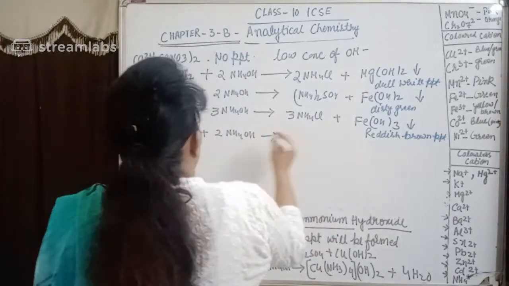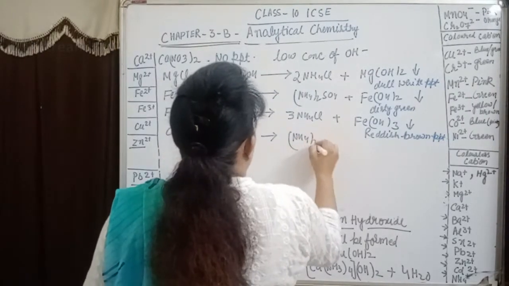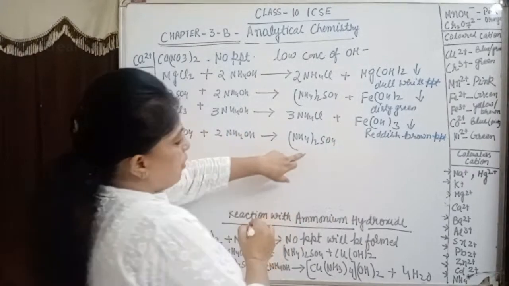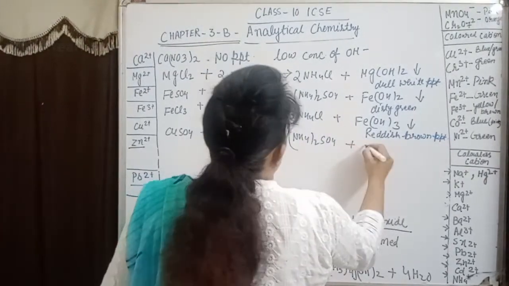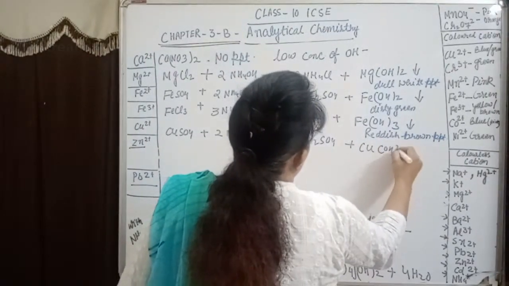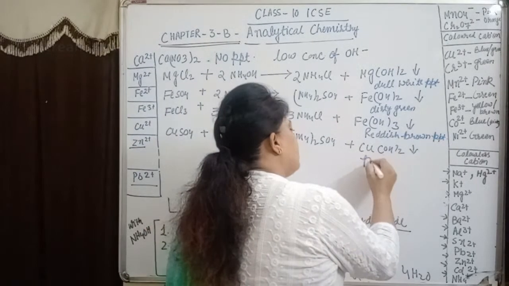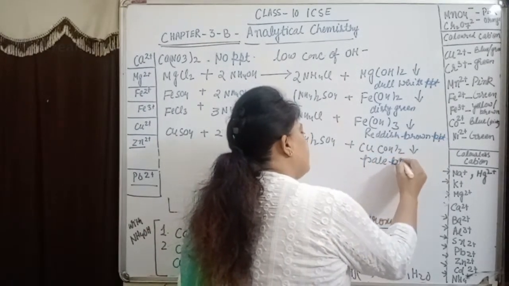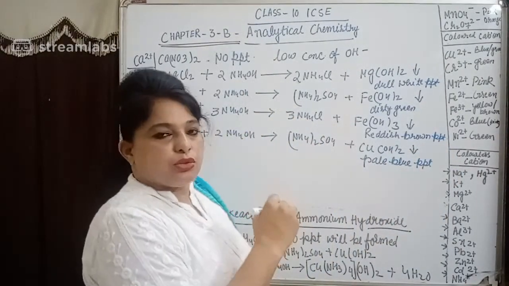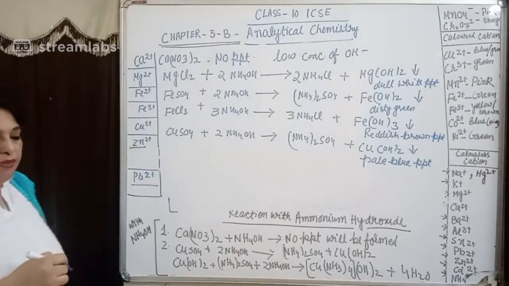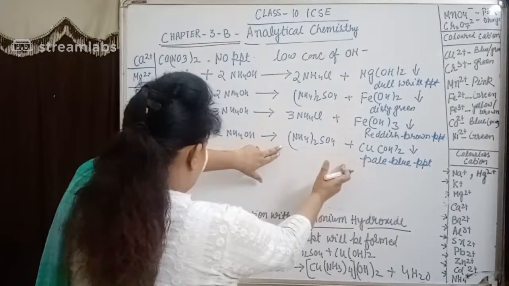Okay, so now I am going to write (NH4)2SO4. Again, ammonium sulfate is soluble salt, we know that. It means we are going to get Cu(OH)2, copper hydroxide precipitate, and the color of the precipitate will be pale blue. Pale blue precipitate is going to form. Now what happens when we add excess of this to the reaction mixture? Now this is the reaction mixture.